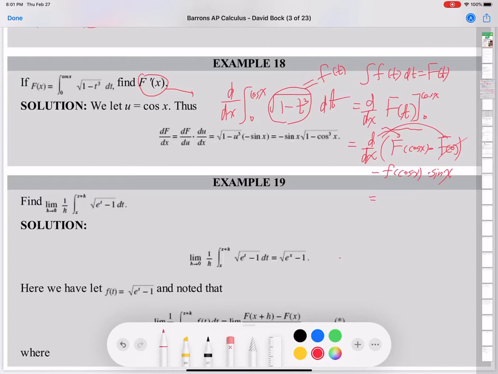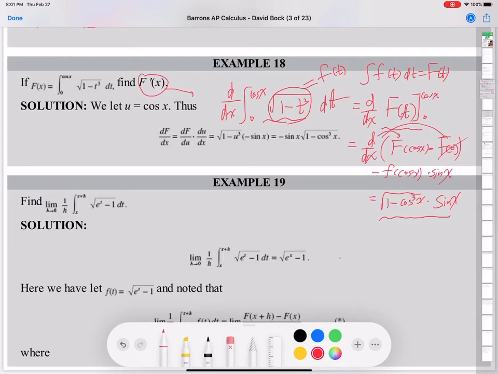What was small f of x? Small f of t is this, right? So plug in cosine x into the small f of t, the square root of 1 minus t cubed. But now plug in cosine x for t. So the square root of 1 minus cosine cubed x times sine x. This is the final answer. Okay, let's go to number 19.